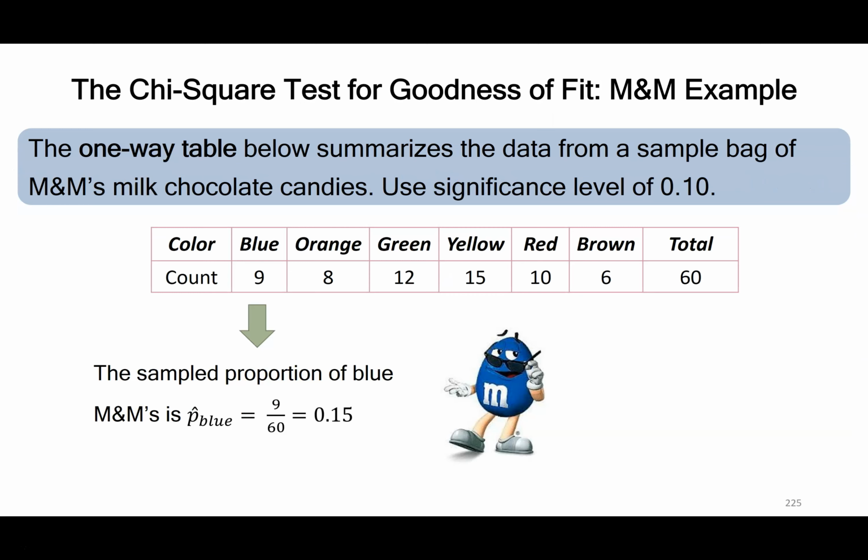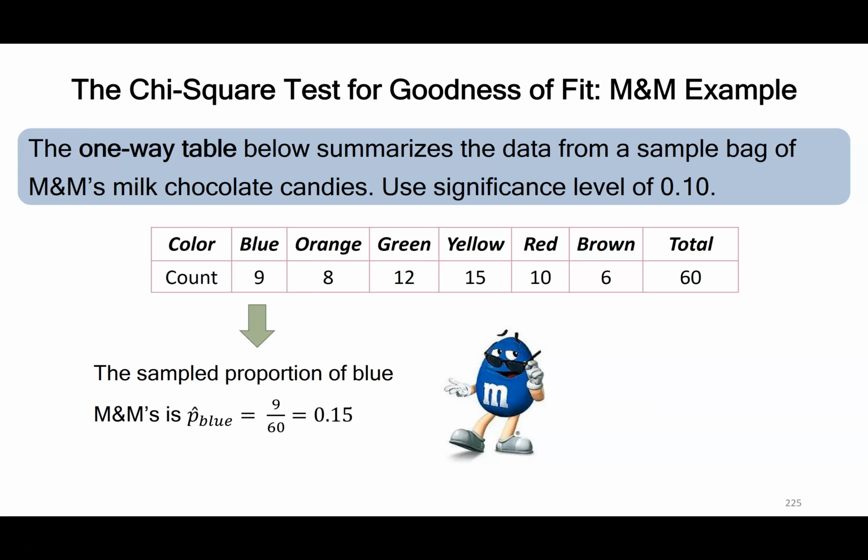So we go ahead, we take a bag of M&Ms. This one's actually a king size bag, otherwise it wouldn't have 60 in it. So we have a one-way table. It summarizes the count of each color that I got for this one bag. So I got 9 blue M&Ms, 8 orange, 12 green, 15 yellow, and so on.